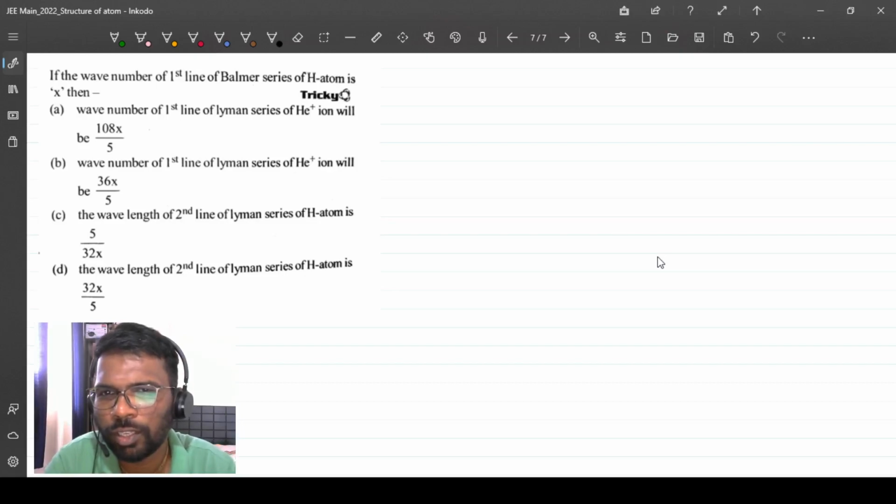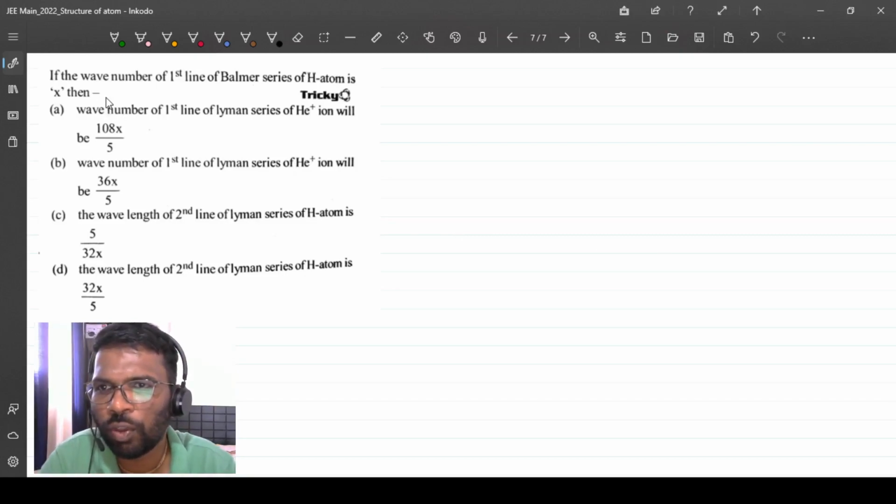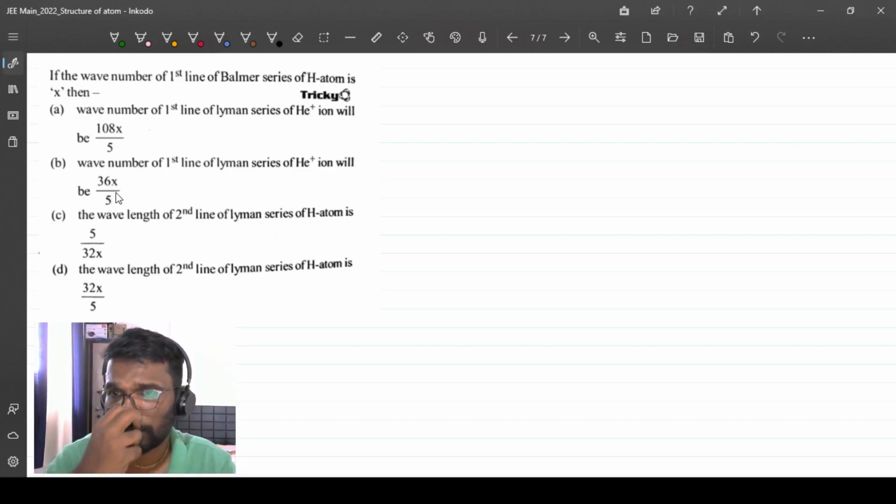Okay, here is the next question. Again, this is a multiple option correct question. Keep in mind that for the JEE Main, there will be just one option correct. So the question asked is: if the wave number of the first line of the Balmer series of the hydrogen atom is X, then the wave number of the first line of the Lyman series of the helium plus ion will be 108 times X by 5, or 36 times X by 5.